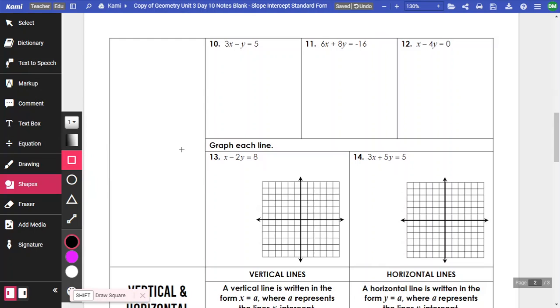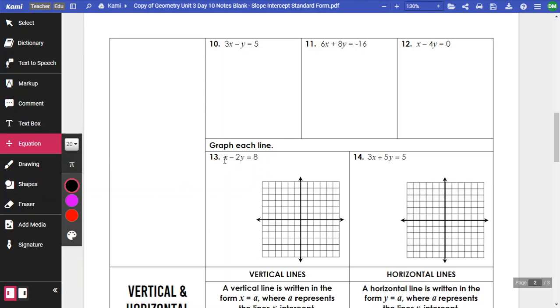Okay, and then we can graph each line in standard form, and this actually is where it becomes pretty useful to put the equation into that slope-intercept form. So we're going to do the same thing. We're going to subtract away the x. I'm looking at number 13 here. Subtract away the x, so we get negative 2y is equal to negative x plus 8.